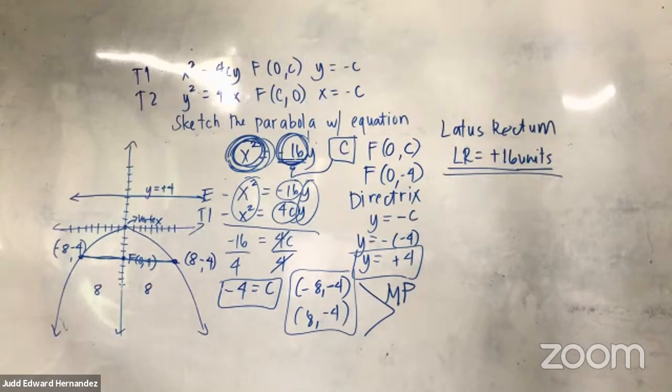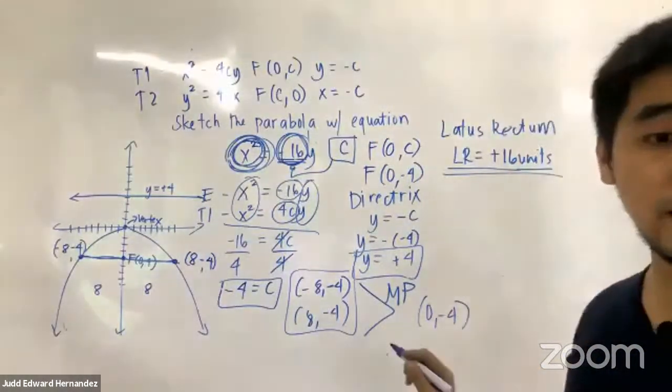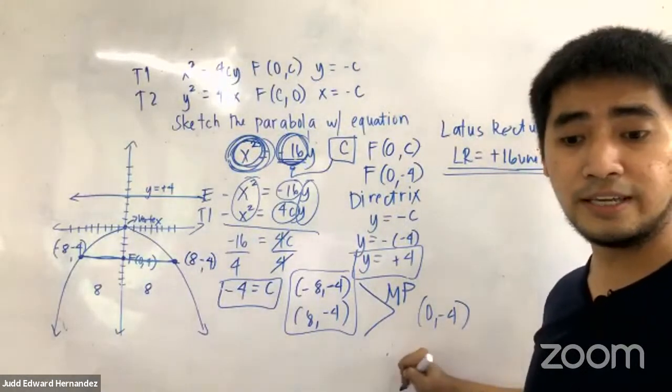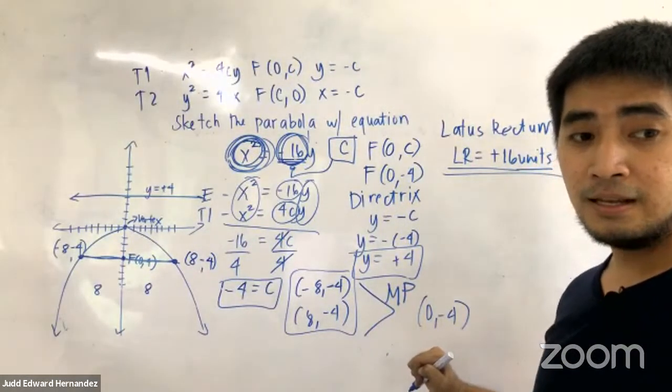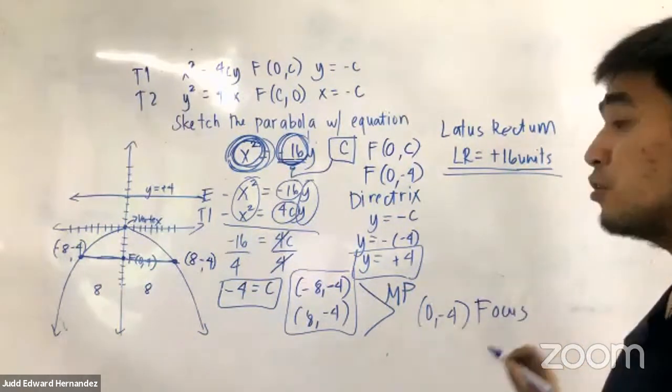Okay, you still have 30 seconds to answer for the midpoint. Anyone, what is the midpoint? 0, negative 4. Oh, 0, negative 4. Ano yung 0, negative 4 natin? What is our 0, negative 4? Sige nga. That is the focus. Very good. O di ba?